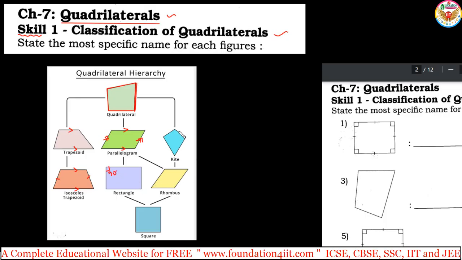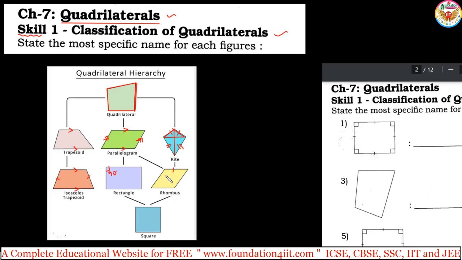Next, a kite has adjacent sides: only two pairs of adjacent sides are equal. These two are equal and these two are equal. Only one pair of opposite angles are equal. And if you join the two diagonals, they are perpendicular to each other, even in this kite.